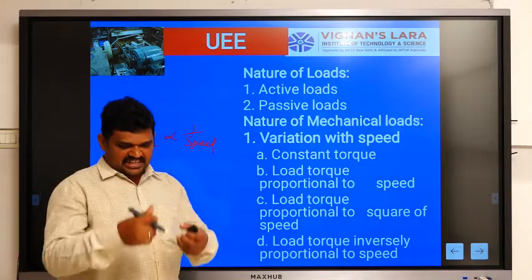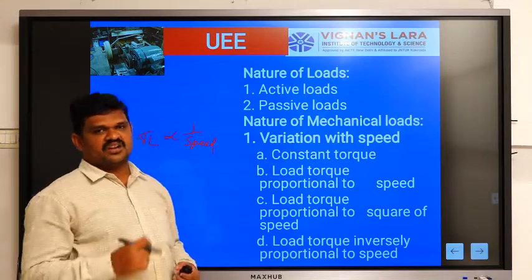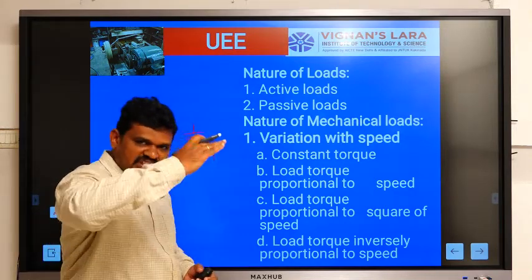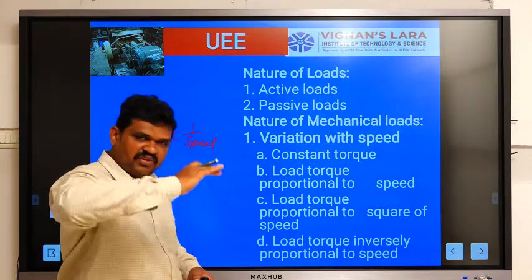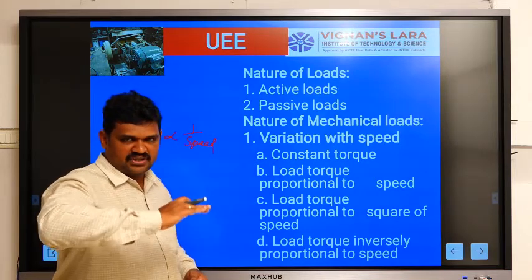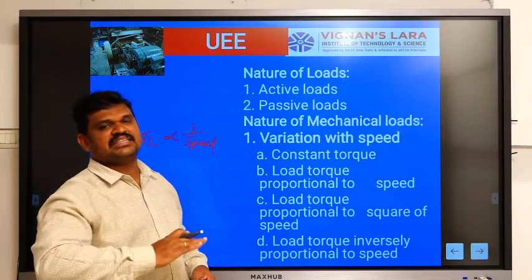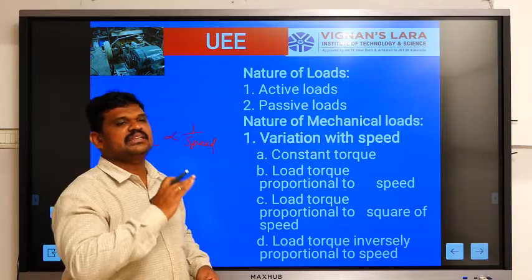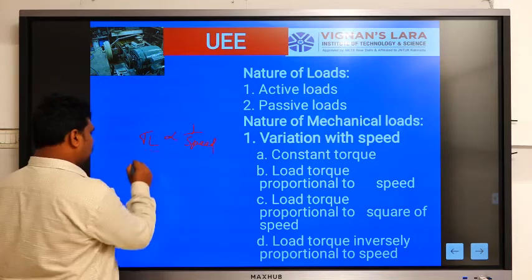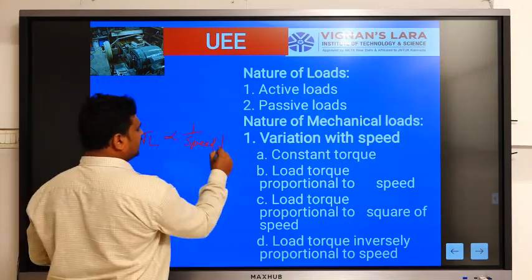If we take a rod cutting machine like that, if you push it in a downward direction while it is cutting, the speed will decrease because of the load torque. So the load torque is inversely proportional: as the load torque increases, the speed decreases.